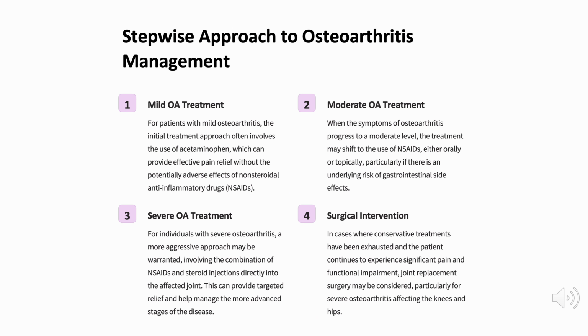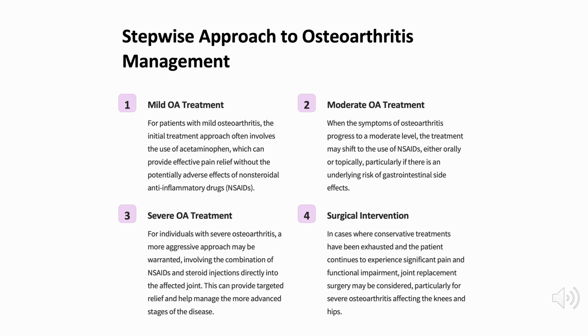Now let's outline a stepwise approach to managing osteoarthritis based on the severity of symptoms. For patients with mild OA, initial treatment often involves the use of acetaminophen. This medication can provide effective pain relief without the potential adverse effects commonly associated with nonsteroidal anti-inflammatory drugs, NSAIDs. As symptoms progress to a moderate level, the treatment approach may shift to NSAIDs, either orally or topically.